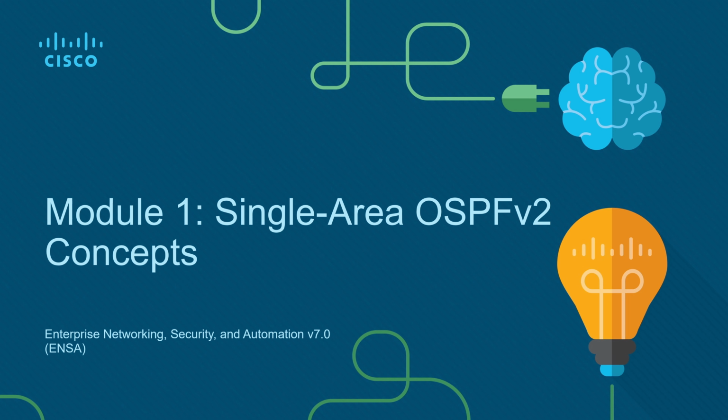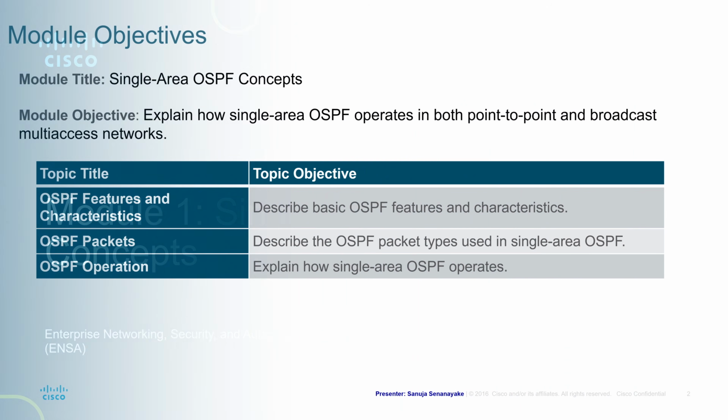Today, I will cover module number 1, which is Single Area OSPF version 2 concepts. The primary objective of this module is to explain how Single Area OSPF operates in both point-to-point and broadcast multi-access networks. We will cover OSPF features and characteristics so that you can describe the basic OSPF features. We will cover OSPF Packets and OSPF Operation.